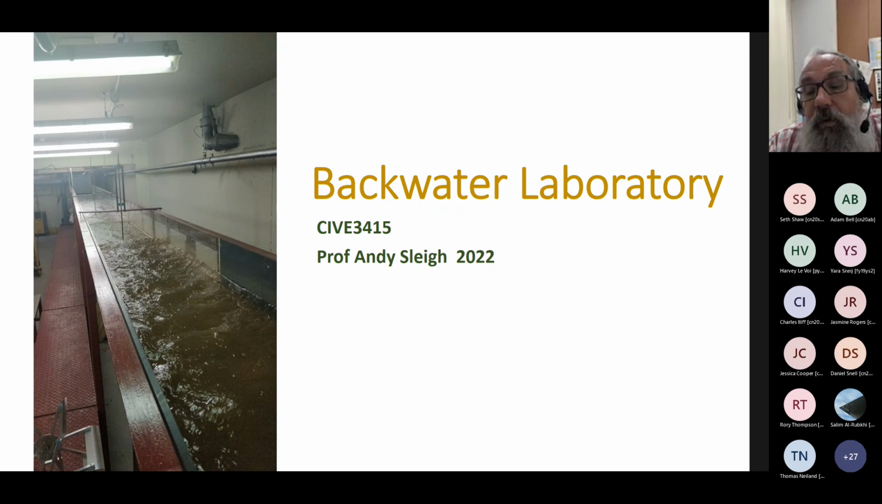What I wanted to point out is that in short channels like this, you don't get uniform flow, which has confused a couple of people, and it's worthwhile identifying that. So anyway, let me get started on this backwater curve, backwater lab explanation.